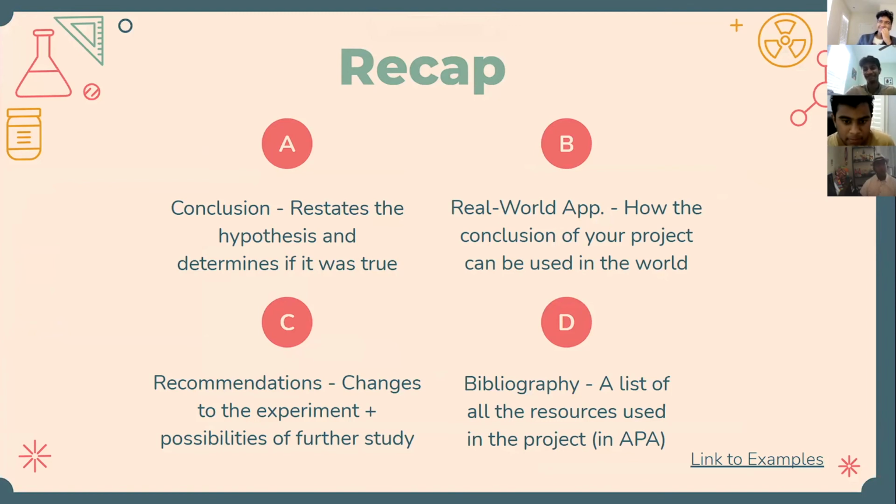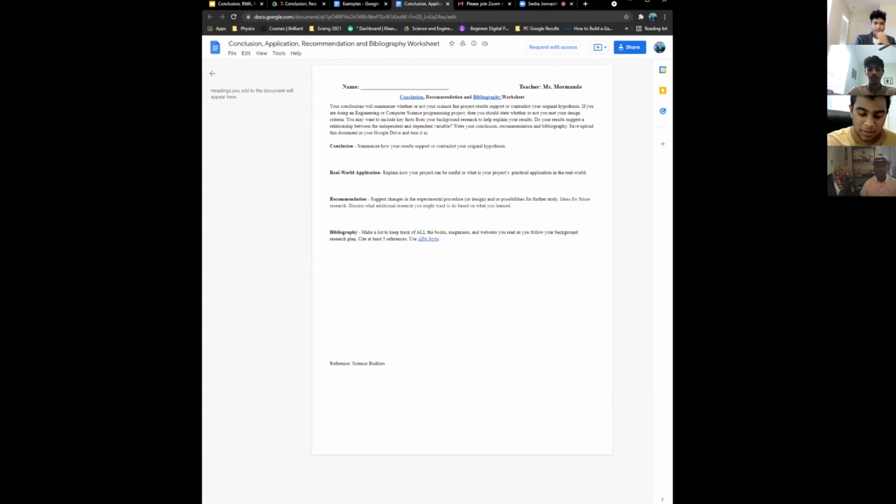Finally, the bibliography consists of a list of all the sources used in your project. These sources should be listed in APA format. So here's the document that you'll be given to put all your 4 descriptions on. As you can see, the document is split into 4 sections. There's 1 section for each description. Each section also includes a brief explanation of what that description should include. So right here, it gives you for conclusion, recommendation down here, and as well for the other 2.